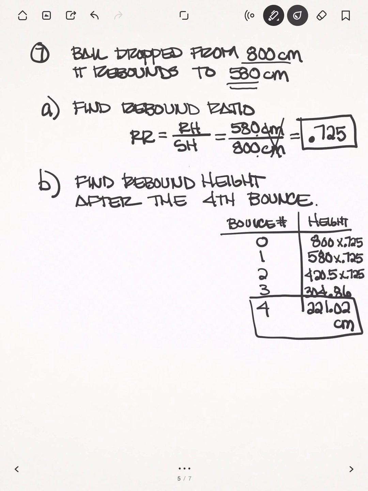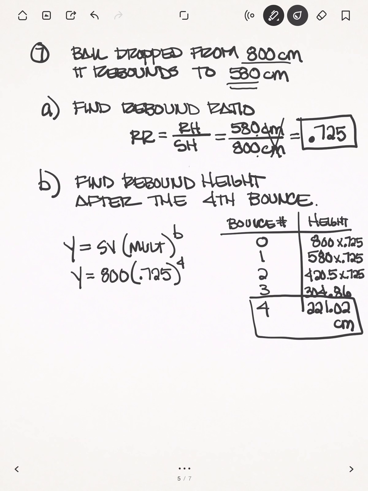Well, since I'm multiplying by 0.725 every time, this is an exponential equation. So I'm going to write y equals my starting value times my multiplier raised to the number of bounces. So y, the height, equals the starting value. Where did we start? We started at 800 centimeters. We multiplied by 0.725 every time it bounced. That was our multiplier. And we want to know what happens on the fourth bounce, so we put 4 in for b.